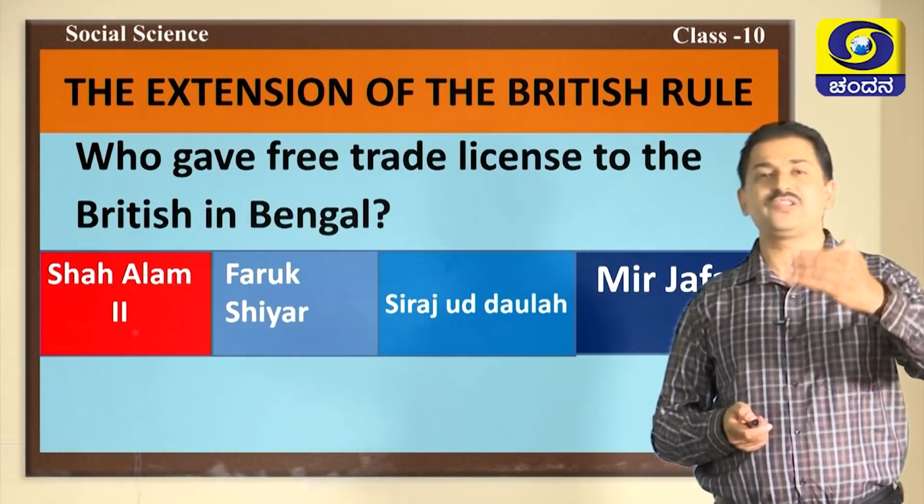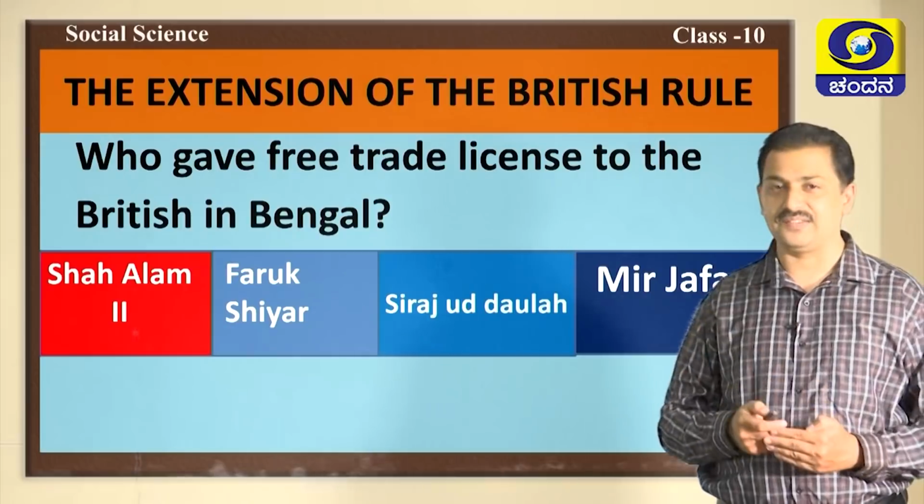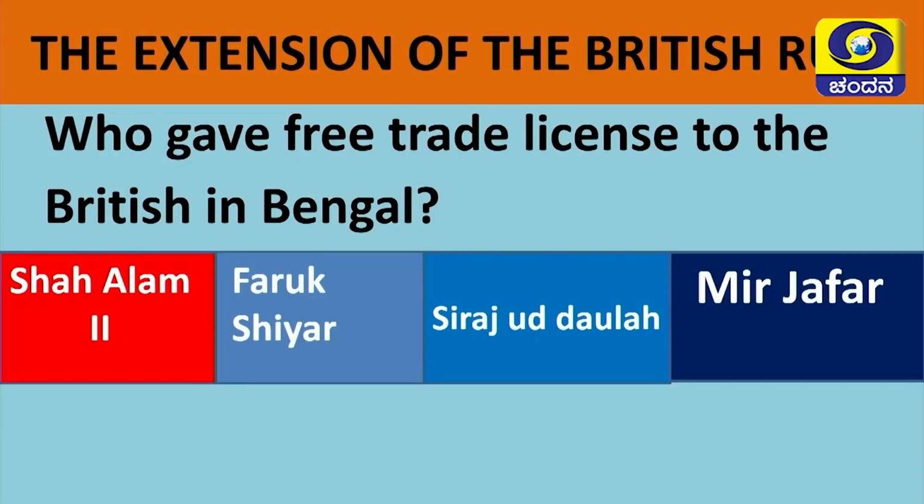Next, one more question for you before I take you to the second lesson. Who gave free trade license to the British in Bengal? Come on, I have given you four options: Shah Alam II, Farooq Shiar, Siraj-ud-Dawla, Mir Zafar. Among these, who gave free trade license to British? Yes, let us answer it. Is it Shah Alam II? Is it Siraj-ud-Dawla or Farooq Shiar or Mir Zafar? Who gave free trade license to the British in Bengal?